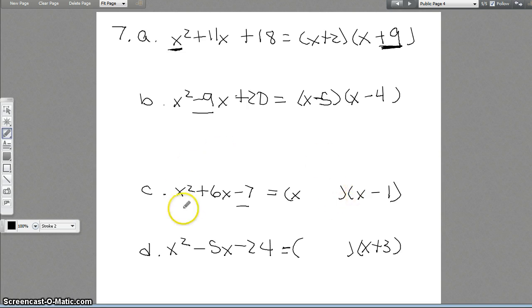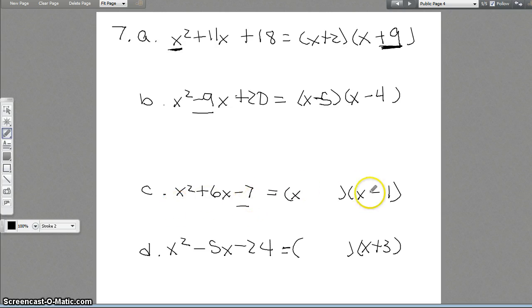So for this problem, what we were given was x squared plus 6x minus 7. And they gave us the second parentheses, x minus 1. So we had to figure out what we have to multiply by x minus 1 to get x squared plus 6x minus 7. Well, we knew that we had to start with an x because we need x times x to give us x squared.